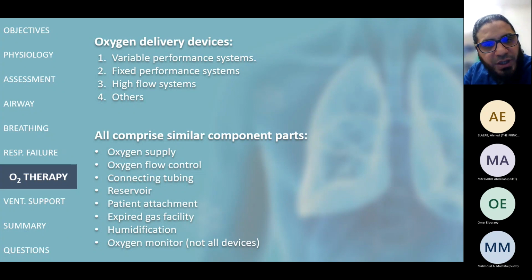All these devices share the same component parts. It needs an oxygen supply. There will be a flow meter attached to it. There will be connecting tubes from the oxygen source to the patient. They will have some sort of reservoir, and of course there will be a part attached to the patient. There will be some mechanism allowing the expired gas to be eliminated. There will be some sort of humidification, and sometimes you can have an oxygen monitor on it.